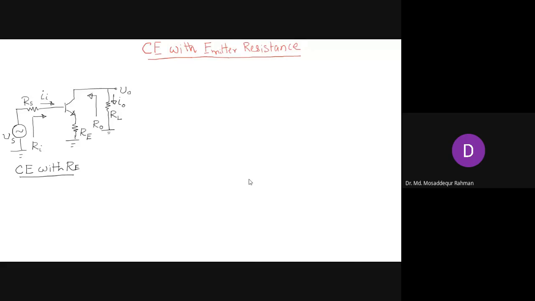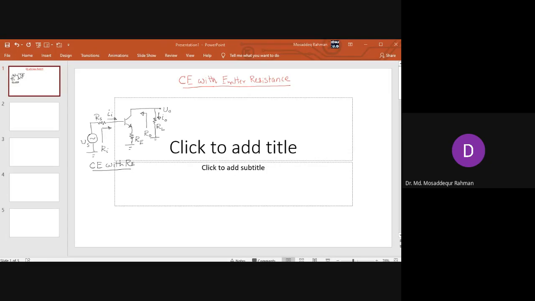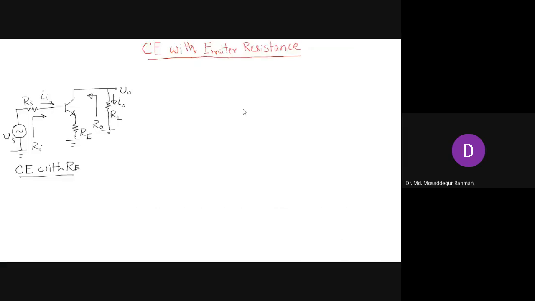So like before, we will try to determine the different circuit parameters for this common emitter with the emitter resistance. And we'll see how the emitter resistance influences the different parameters of the amplifier. So for that, first we draw the small signal equivalent circuit.